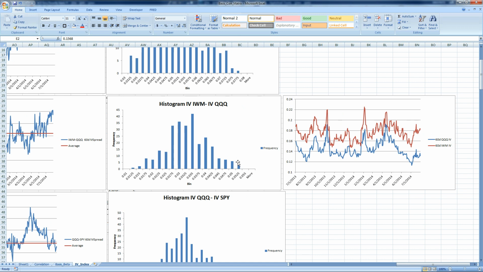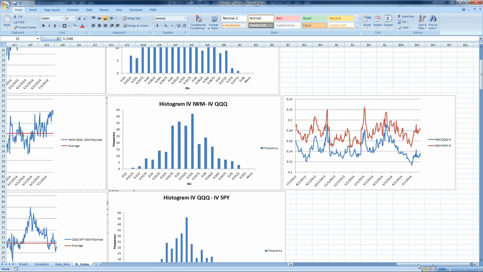These are indexes. They're not individual stocks. So there's not much of a chance that there would be some sort of fundamental change in the pairing that would completely blow apart the correlation and the IV spread between the two of them. So we're confident, or at least I'm confident, in trading the index products from this perspective.